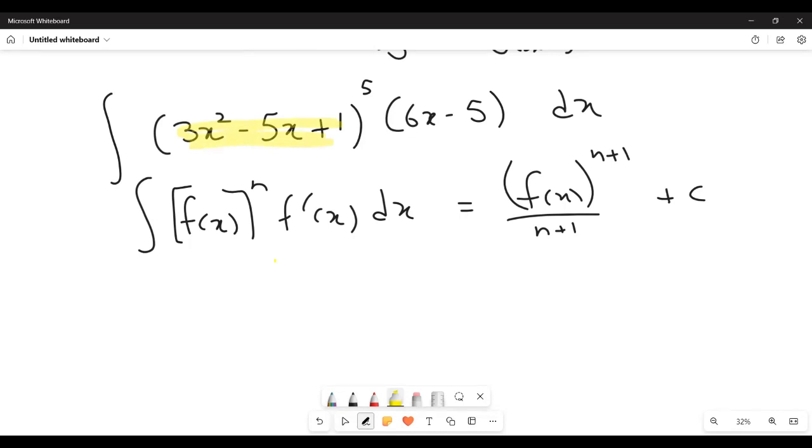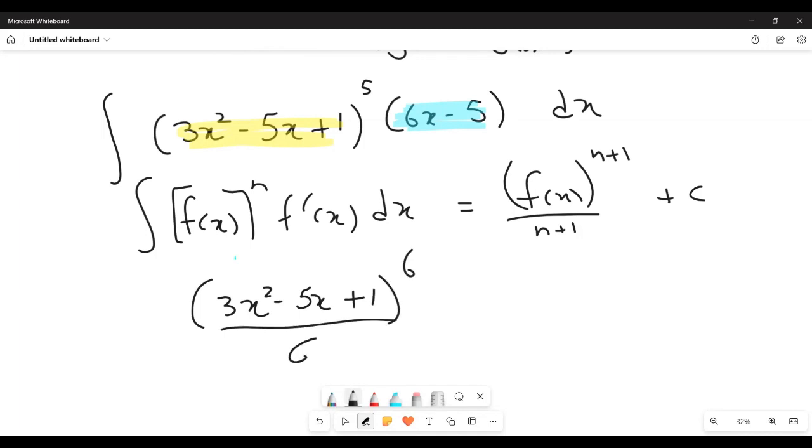Yes, we do. The derivative of 3x square minus 5x plus 1 is going to be 6x minus 5, which is right here. So then we apply the power rule. It's going to be 3x square minus 5x plus 1 power 6 upon 6 plus c.